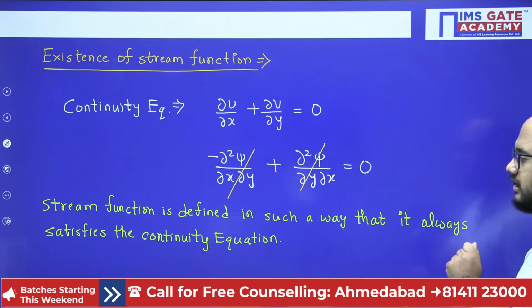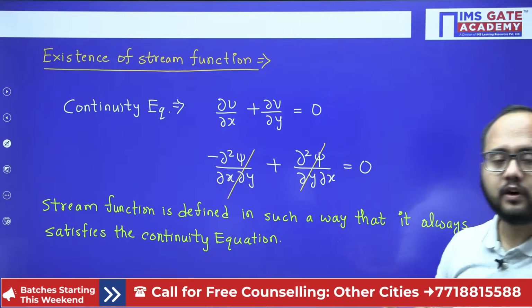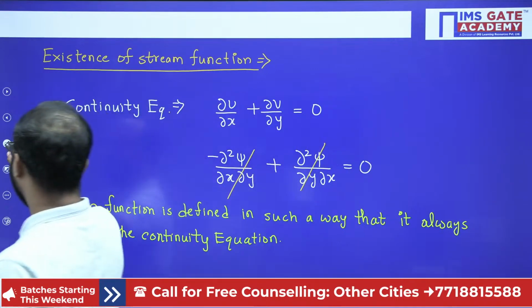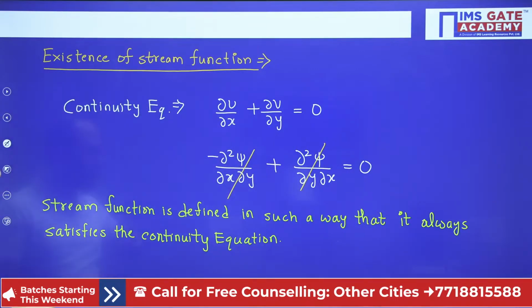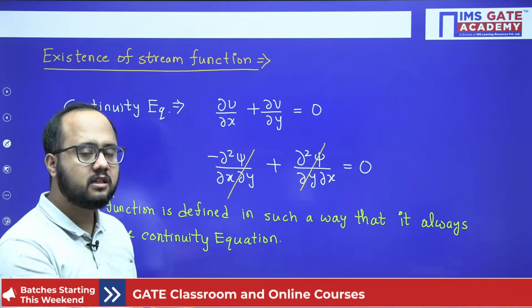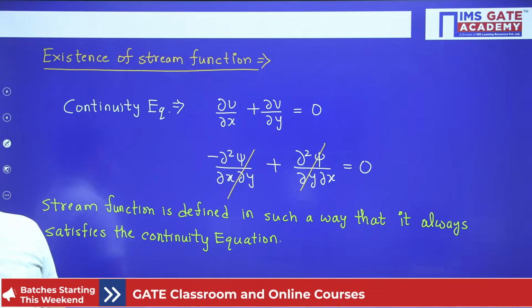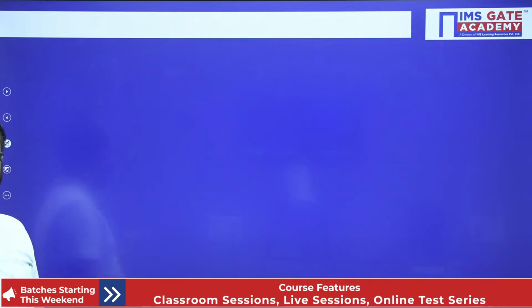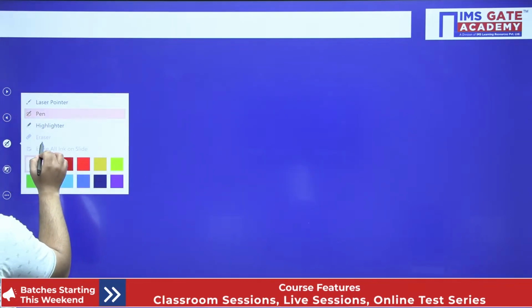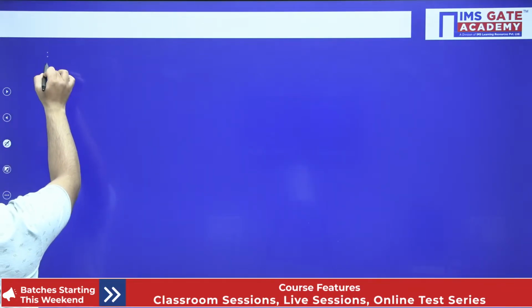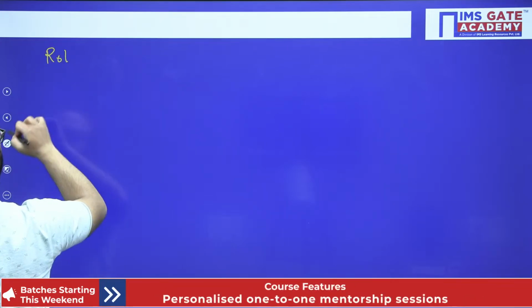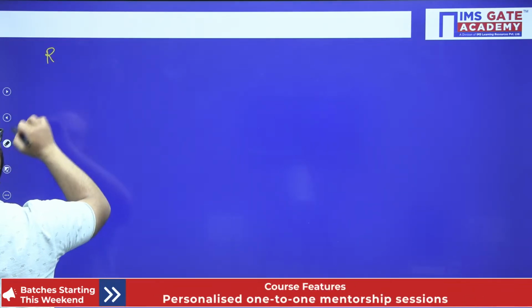The stream function is defined in such a way that it always satisfies the continuity equation. That is the possible case of fluid flow. It is always a possible case of fluid flow. So we don't need to check the existence of stream function, right? But now check for rotationality. Okay, rotationality now we'll check.